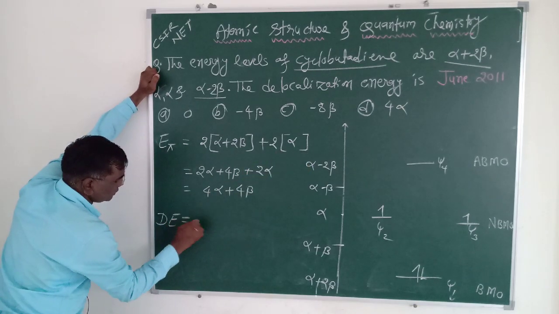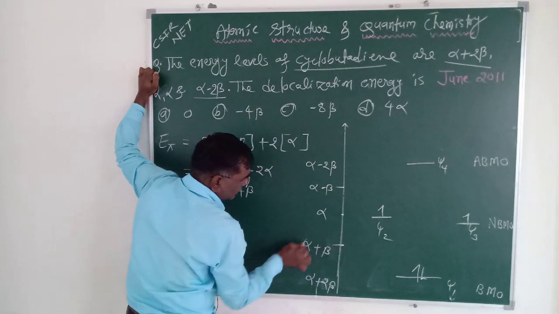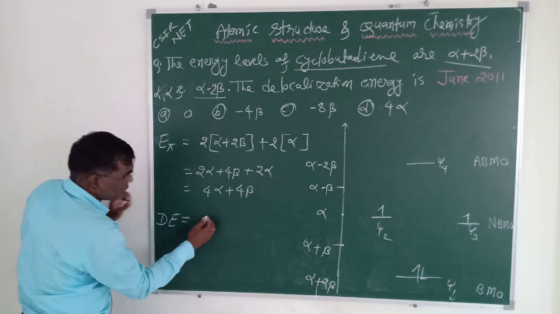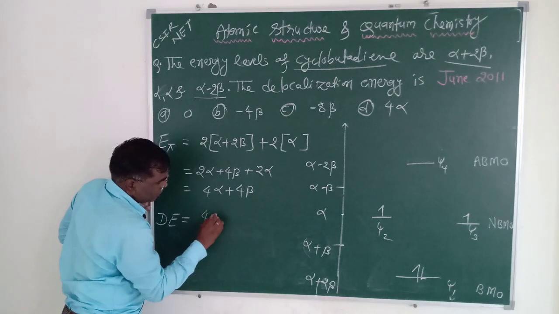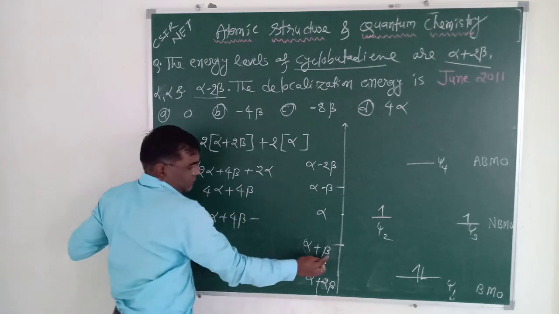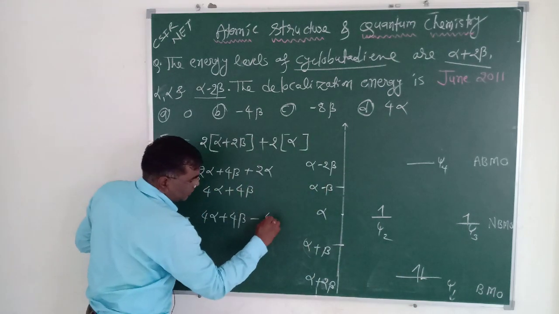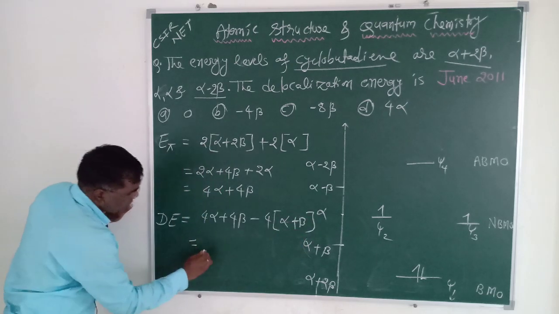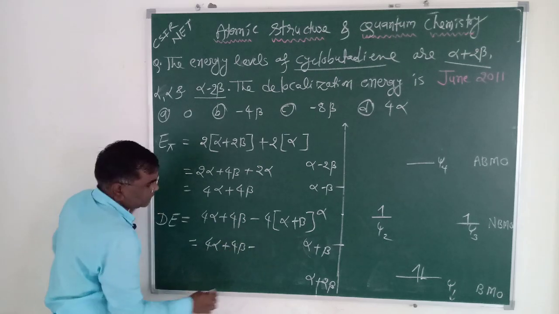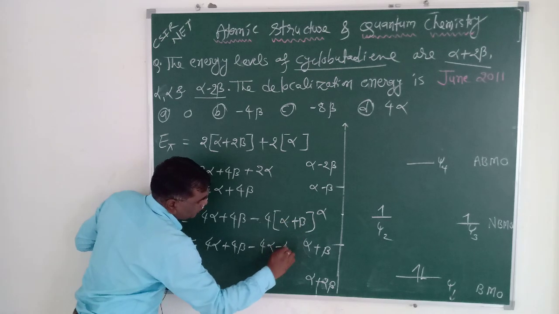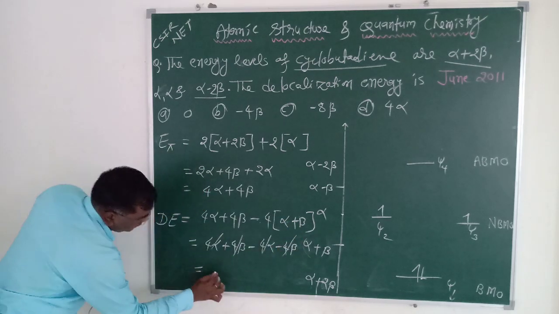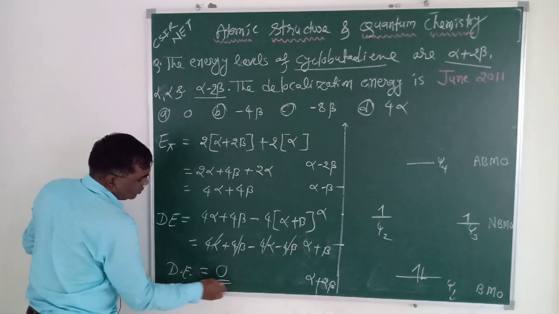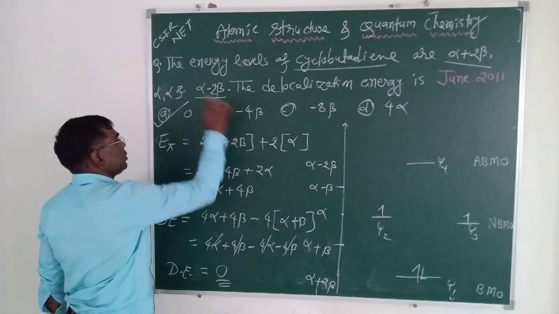And the delocalization energy will be the summation of these two energies minus the summation of the intermediate energy. So it is 4 alpha plus 4 beta minus, these 4 electrons, 1, 2, 3, 4 electrons, will delocalize in the energy level alpha plus beta. So it is equal to 4 alpha plus 4 beta minus 4 alpha minus 4 beta. So it will cancel out and you will get delocalization energy equal to 0. So option A is the right answer.